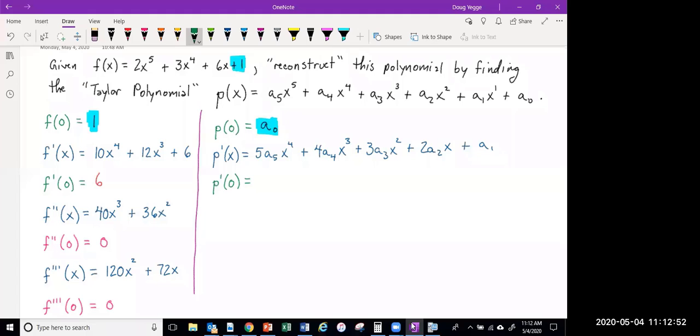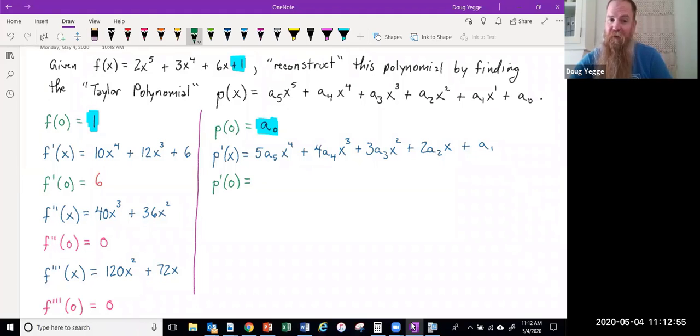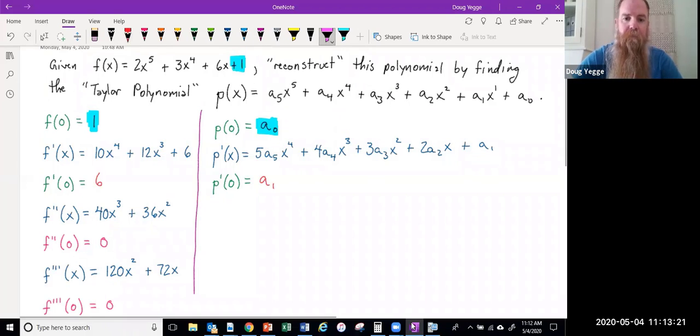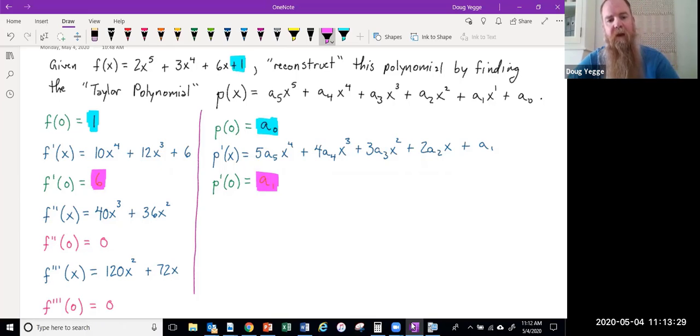We're going to see in a second what a1 is. But aren't all of the x terms, when I plug in 0, going to cancel out? So now I've got a new constant, because it was the old coefficient of x. So that must mean that p prime of 0 is just a1. And if the derivative is supposed to be the same as the derivative of the function, then that must mean that a1 is equal to 6.